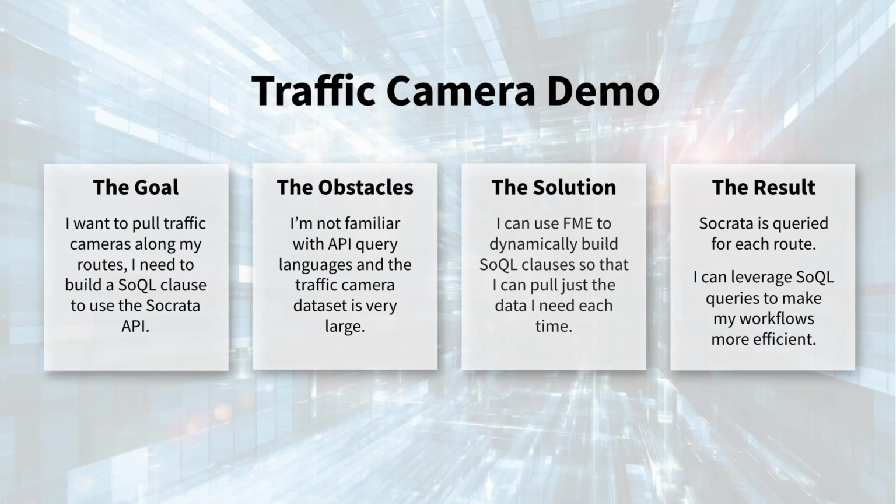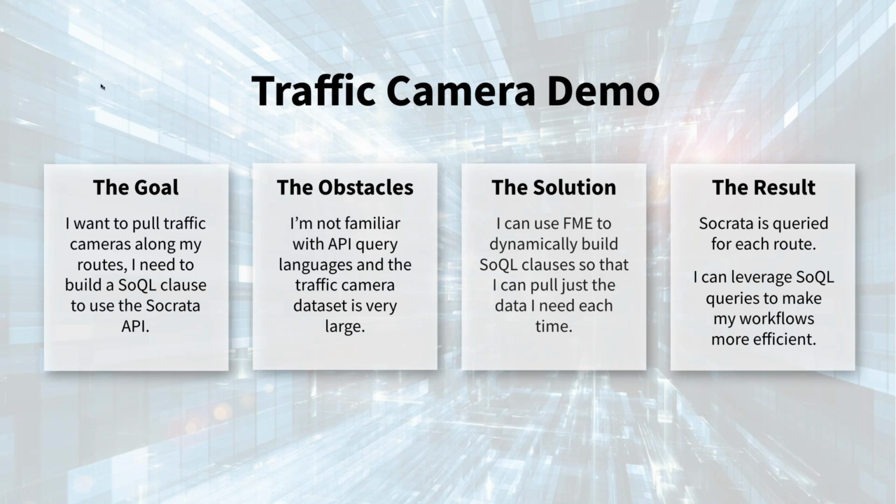So for this demo, we're going to use the City of Calgary Open Data Portal powered by Socrata. One of its endpoints accesses city traffic cameras, and these cameras could be very useful to our fleet of delivery drivers. But the dataset is very large. We don't want to pull the whole thing every single time. That might be a waste of resources or processing power. So our workspace is going to build an SOQL request that pulls cameras only along the delivery routes using a function.